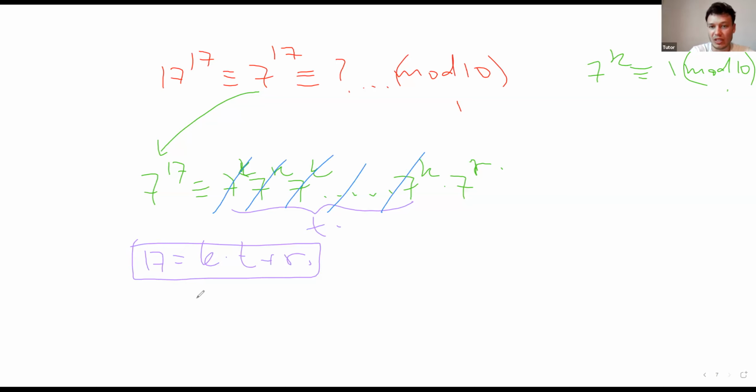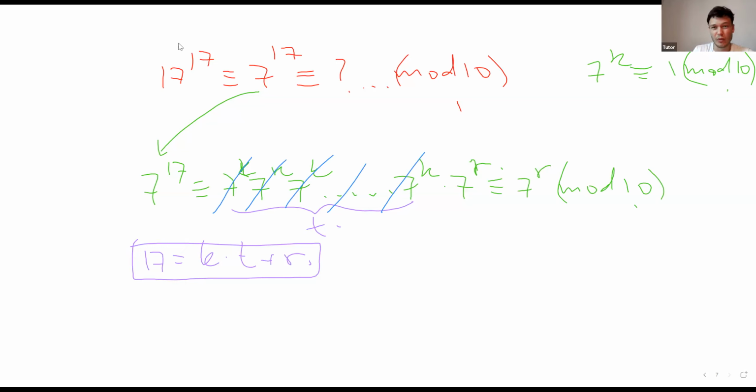All of them are going to be 1. So this entire thing is just going to be congruent with 7 to the power r mod 10, right? So basically, I had a big number 17. Now I can cancel all of this stuff, and I'm going to get just 7 to the r mod 10.